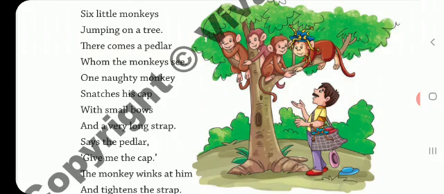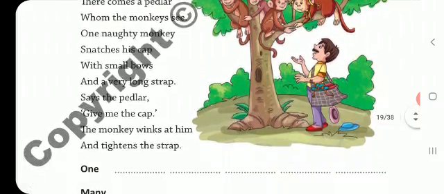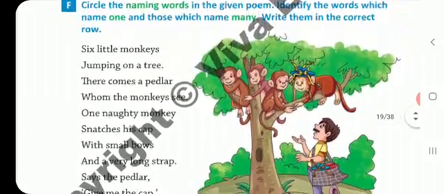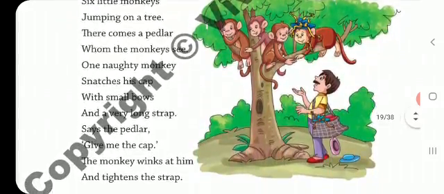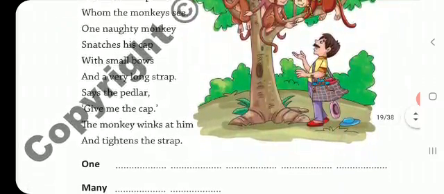And a very long strap. Strap again is singular. Says the peddler, give me the cap. The monkey winks at him and tightens the strap. So over here, which are the naming words? Monkeys, tree, peddler, monkeys, monkey, single monkey, cap, bows, strap, again peddler, cap, monkey, strap.